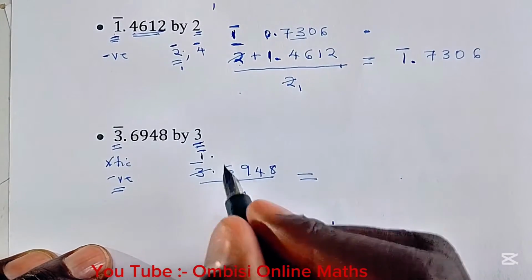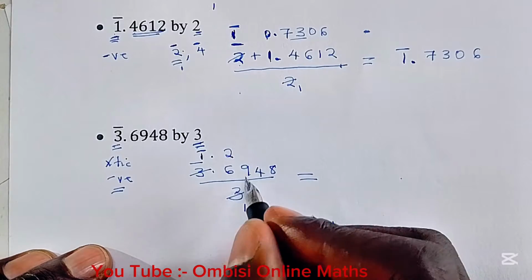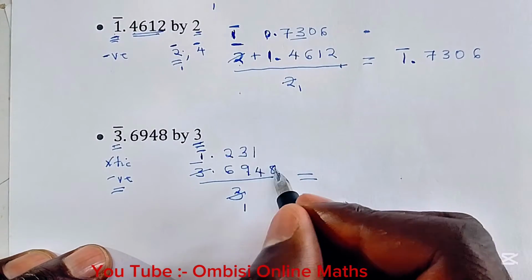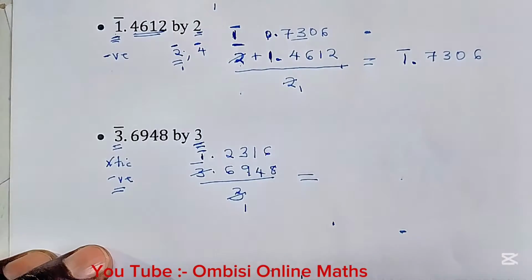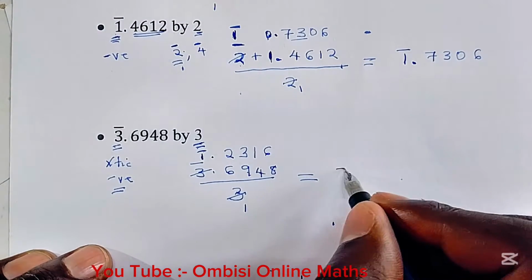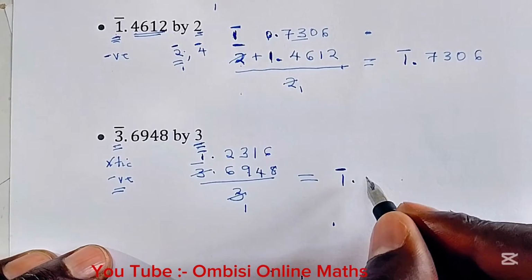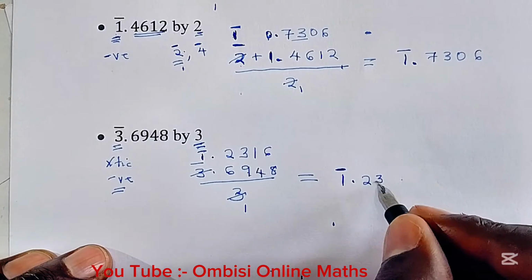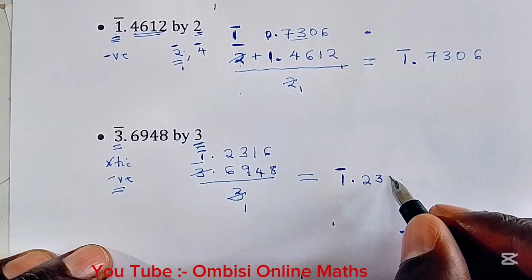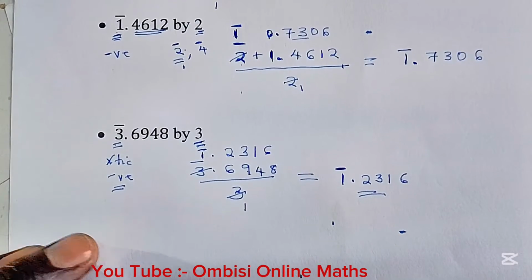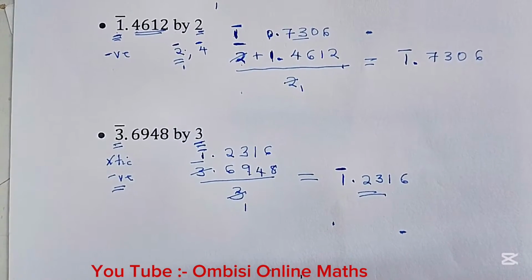Point, 3 into 6, it is 2. 3 into 9, it is 3. 3 into 4, it is 1. Carry 1 into 18, it is 6. So the answer becomes bar 1.2316. That is the answer to this particular question.